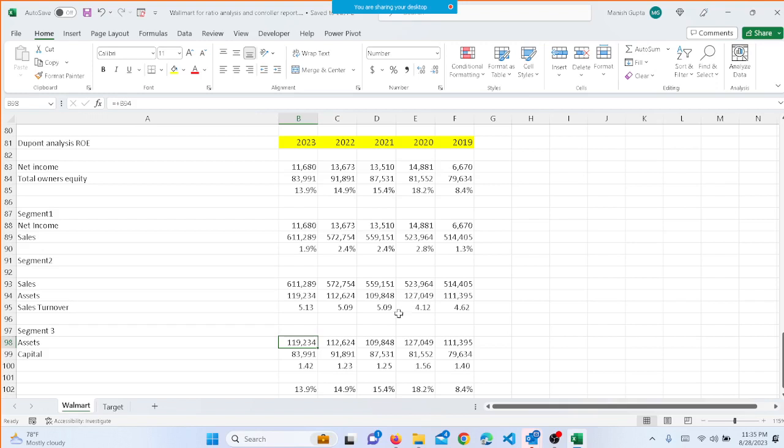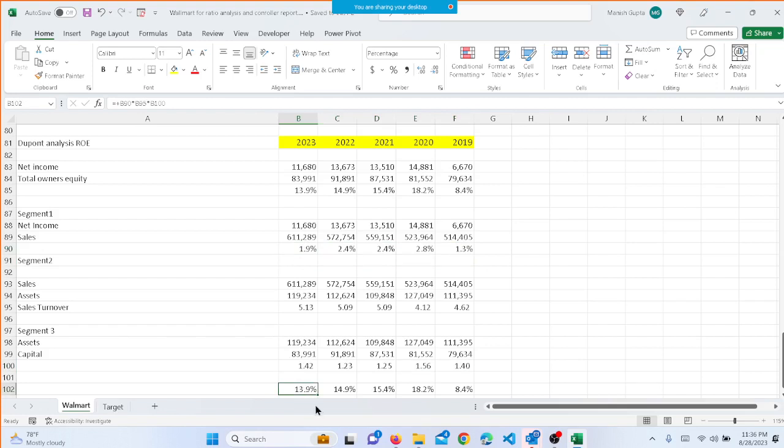But the good news for the company is that their sales turnover means whatever resources they have, they have been using it to consistently increase their sales, which is increasing significantly, right? So the good thing about the company is turnover is increasing. The not so bad thing is that their assets to capital ratio is consistent, not fluctuating too much. But the bad news is that their margins are shrinking again.